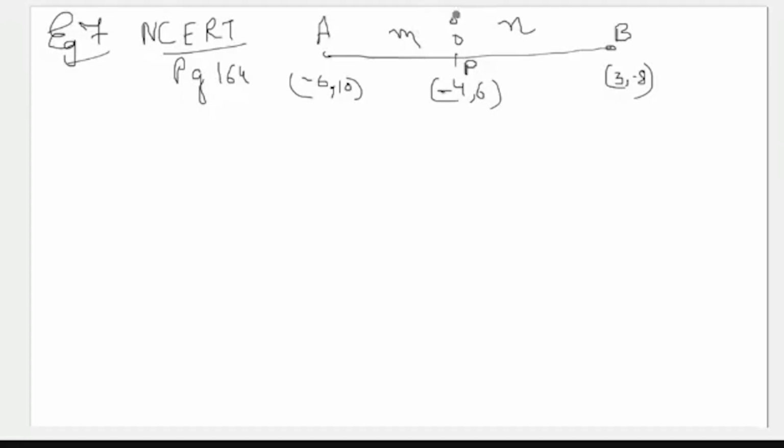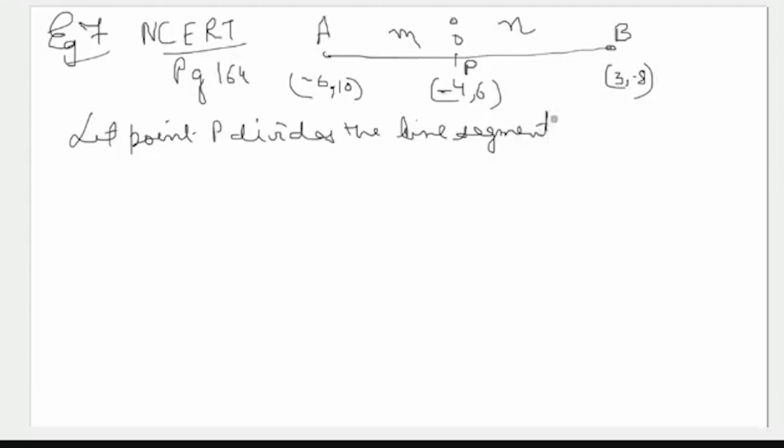For this, we'll first suppose point P divides the line segment AB in the ratio m:n. There are two ways: with the help of m:n, and you can also consider it as k:1. We'll be doing these one by one. So first, with the help of m:n.